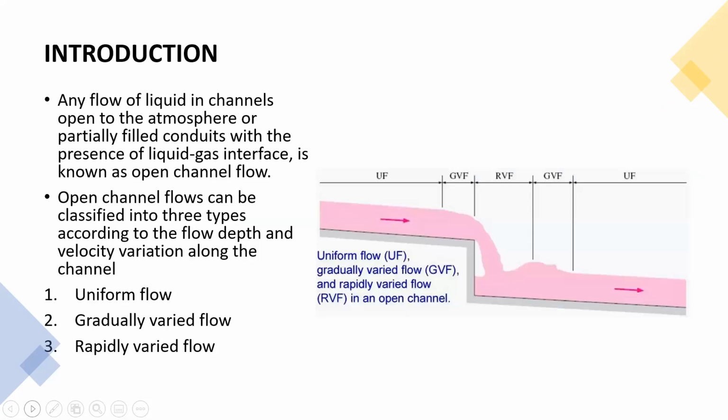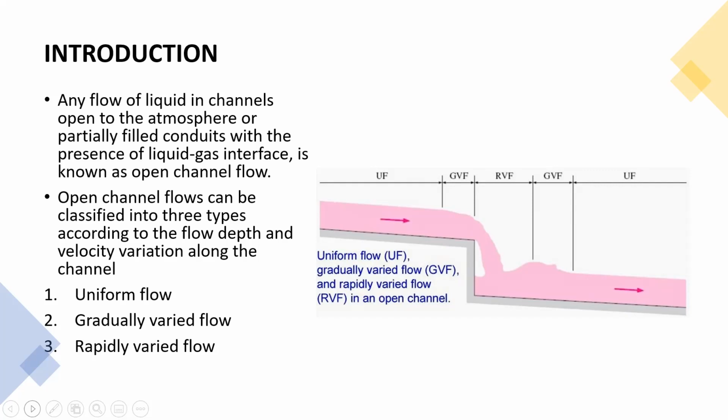Starting off, let's first understand what an open channel is. An open channel is any flow of liquid in channels open to the atmosphere or partially filled conduits with the presence of a liquid-gas interface. These open channel flows can be classified into mainly three types according to the flow depth and velocity variation along the channel. Those are uniform flow, gradually varied flow, and rapidly varied flow.